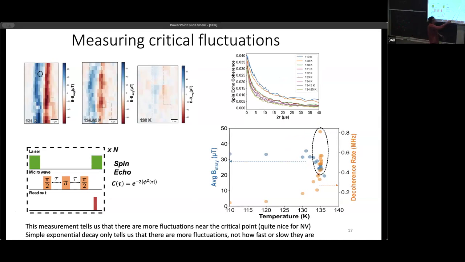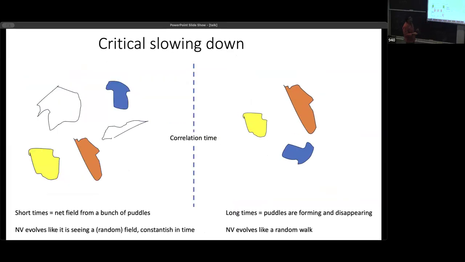Now, at this point, we know that there's more fluctuations close to the quantum critical point, not quantum critical point, thermal critical point. But these fluctuations could simply be because there's puddles that are located at different points in space. This does not necessarily say something about the dynamics of fluctuations, how fast these things are fluctuating. But how could we say something about this? Let me first give you an intuitive picture for this.